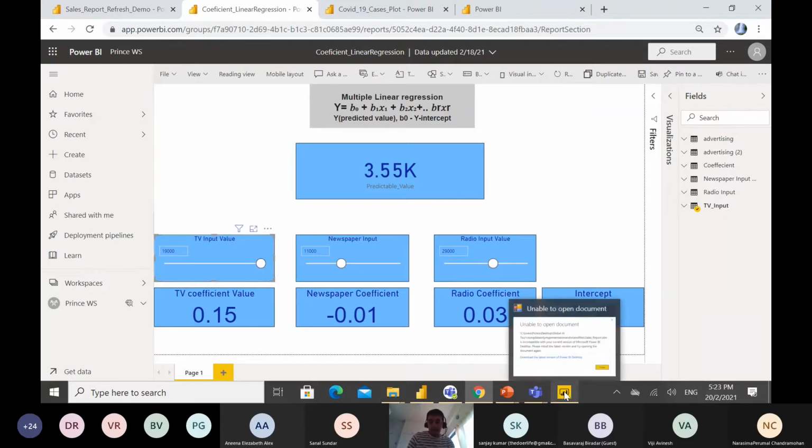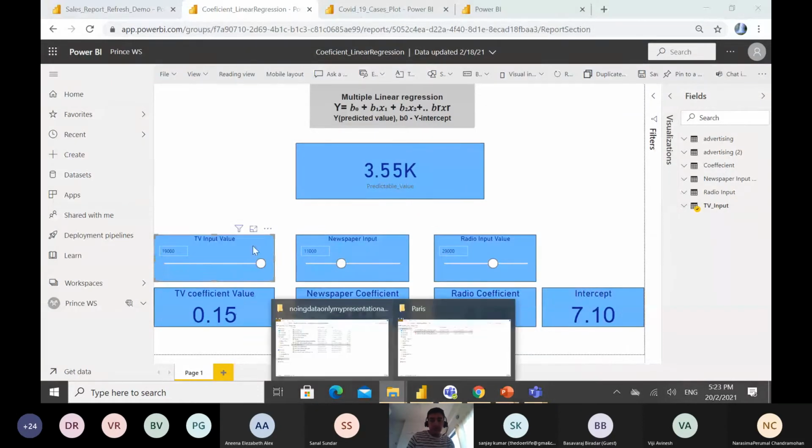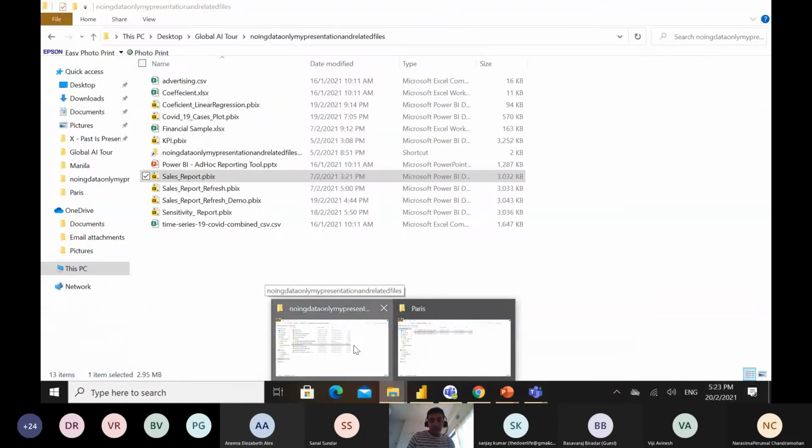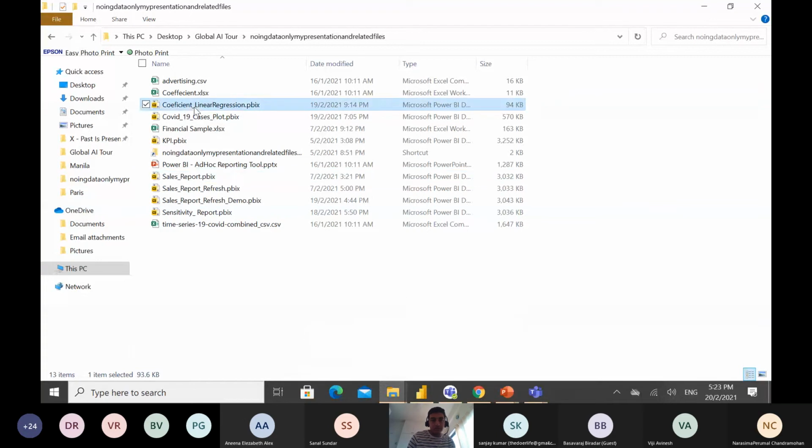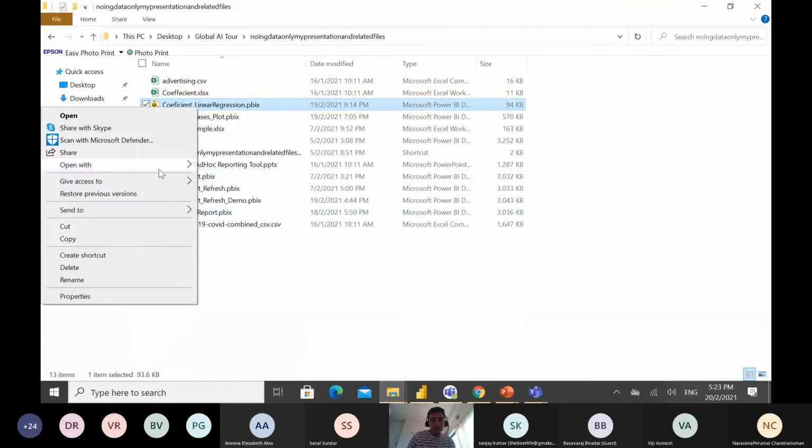Okay, I think it's opening now. Let it get closed. I opened the wrong one. Let me show you the first one, the coefficient one, because that's easier to open.